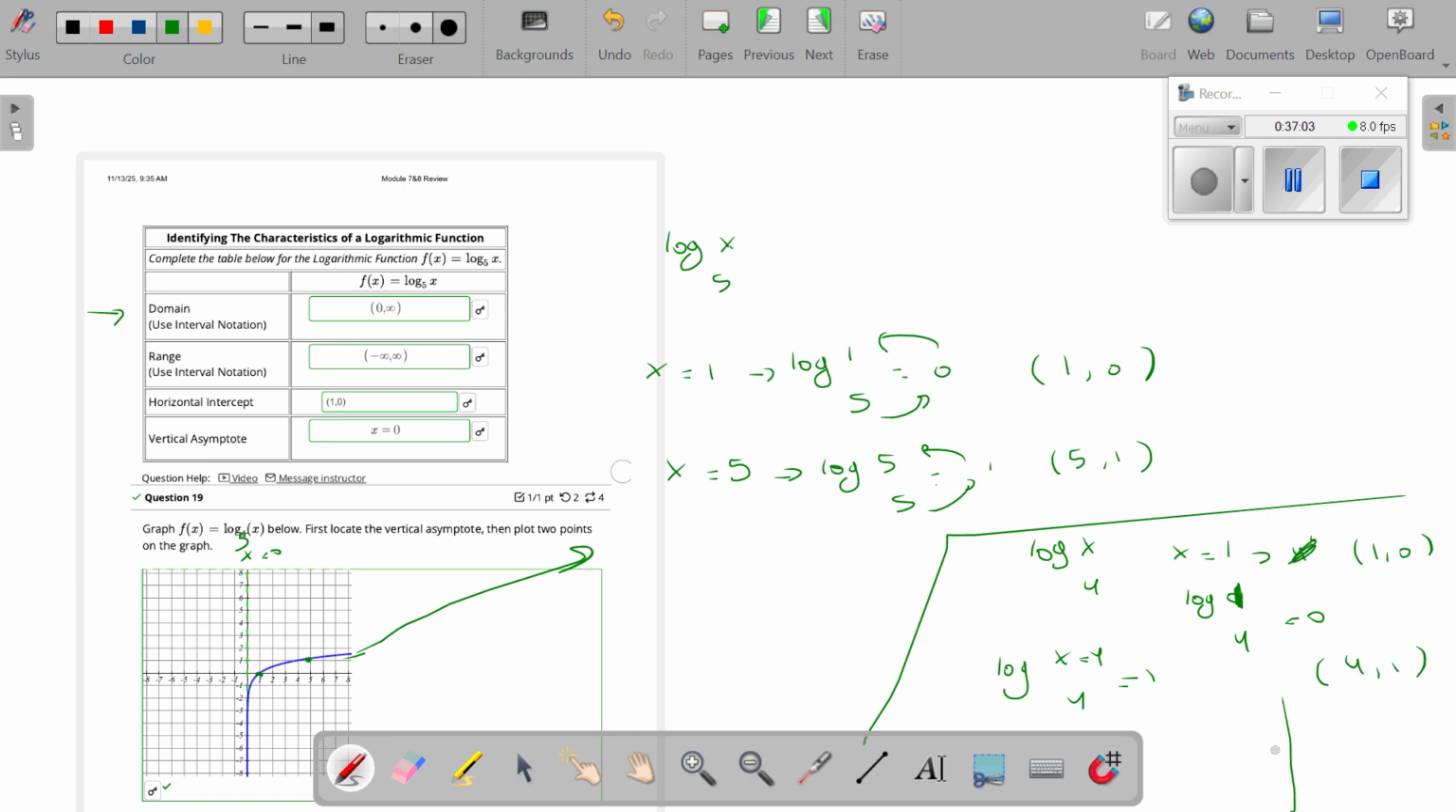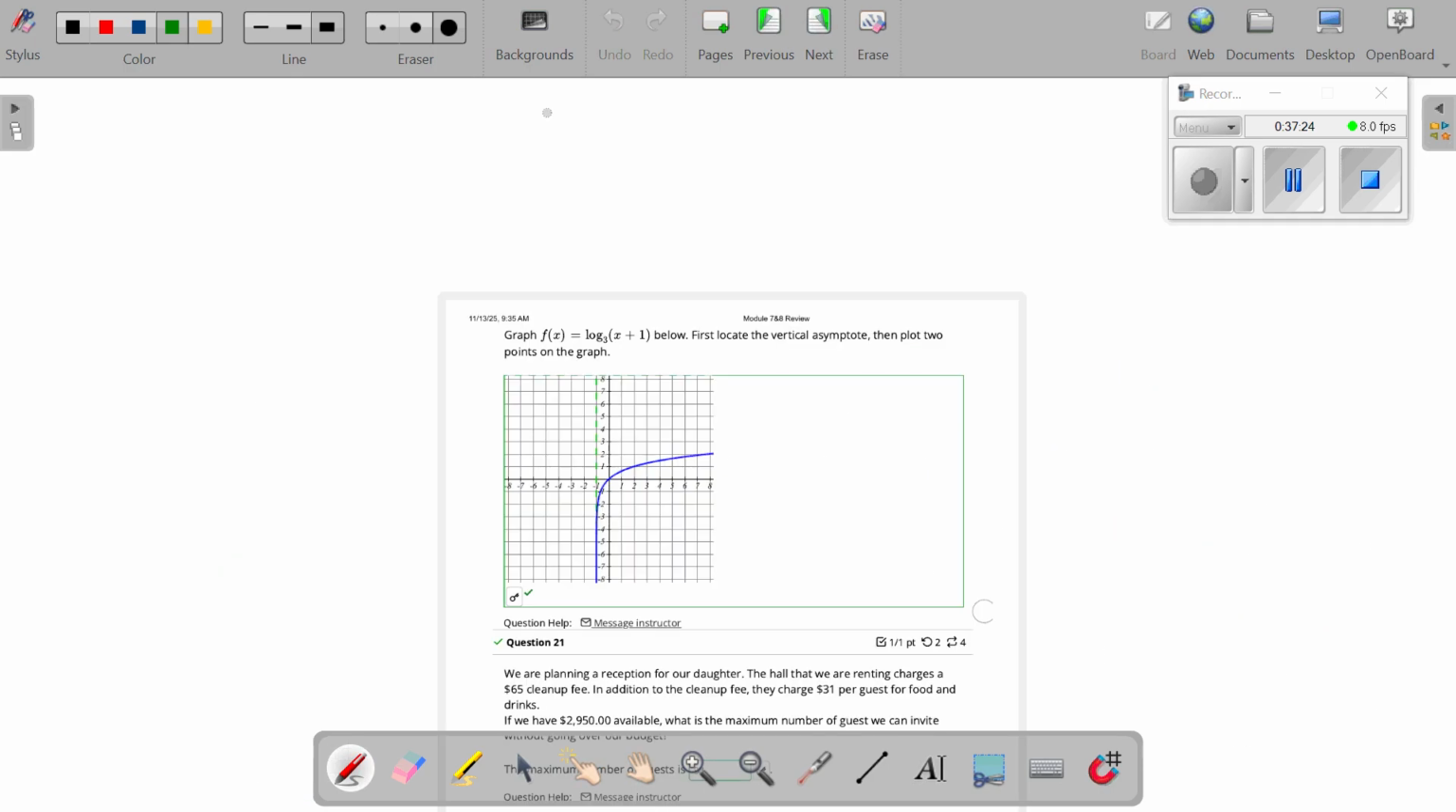And if you want to graph it, you're going to cross 1 and 0 and 4 and 1. And again, it's going to be the same thing, the same rule. It's hard for me to graph, but it's going to look like this. And your asymptote will be still the same. Okay. Let's go to the next question.